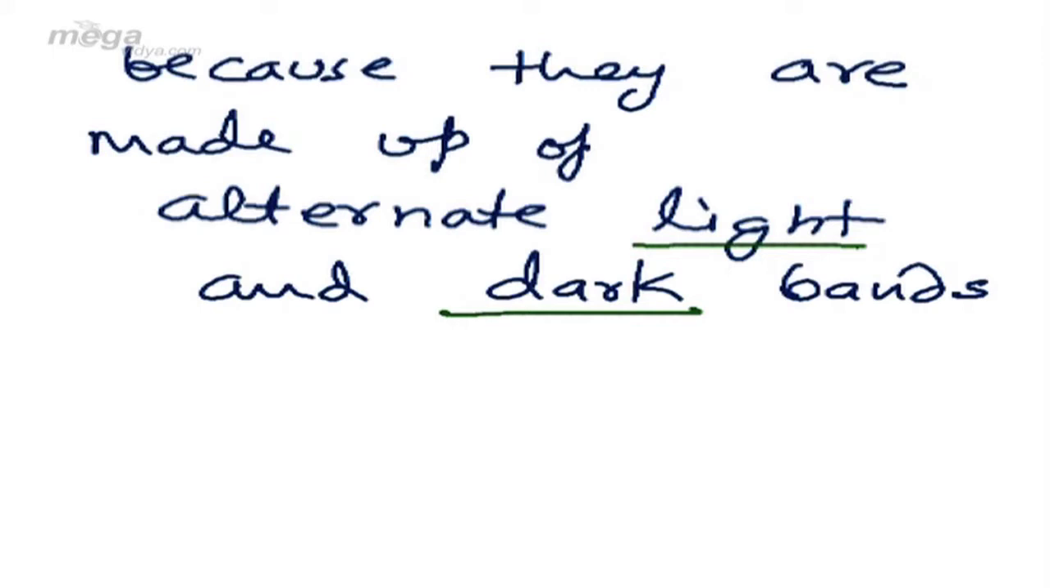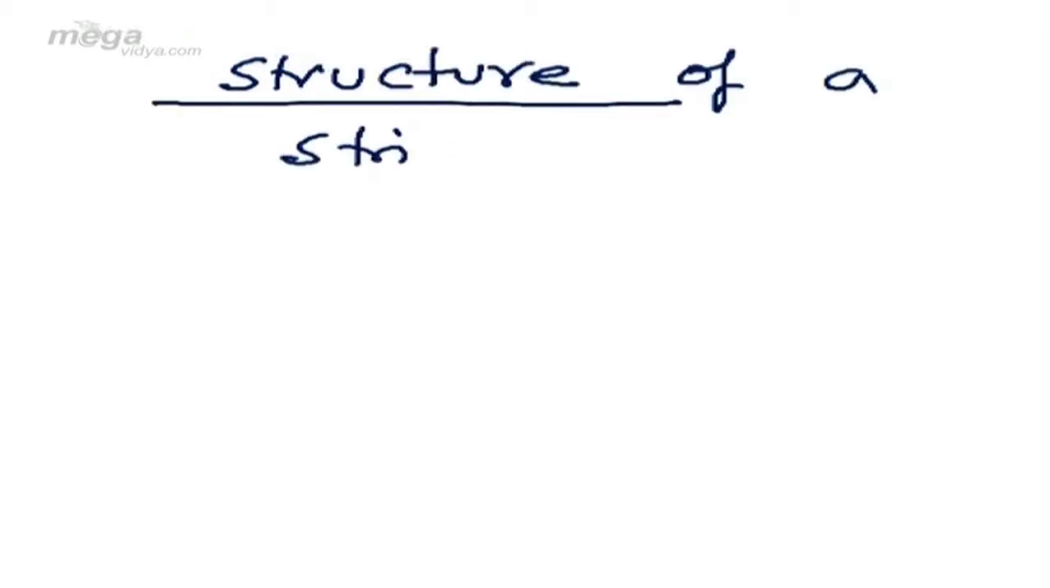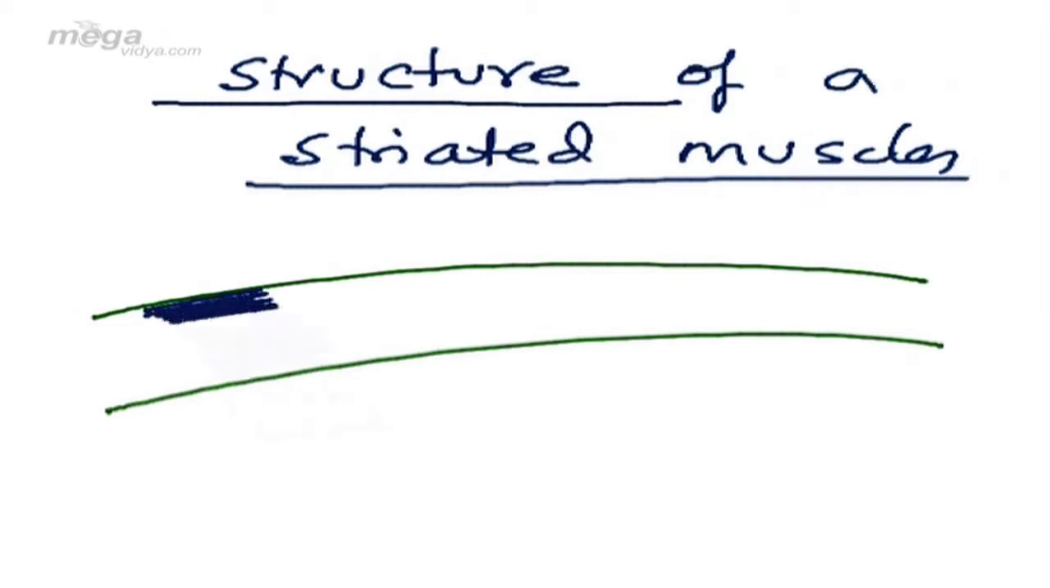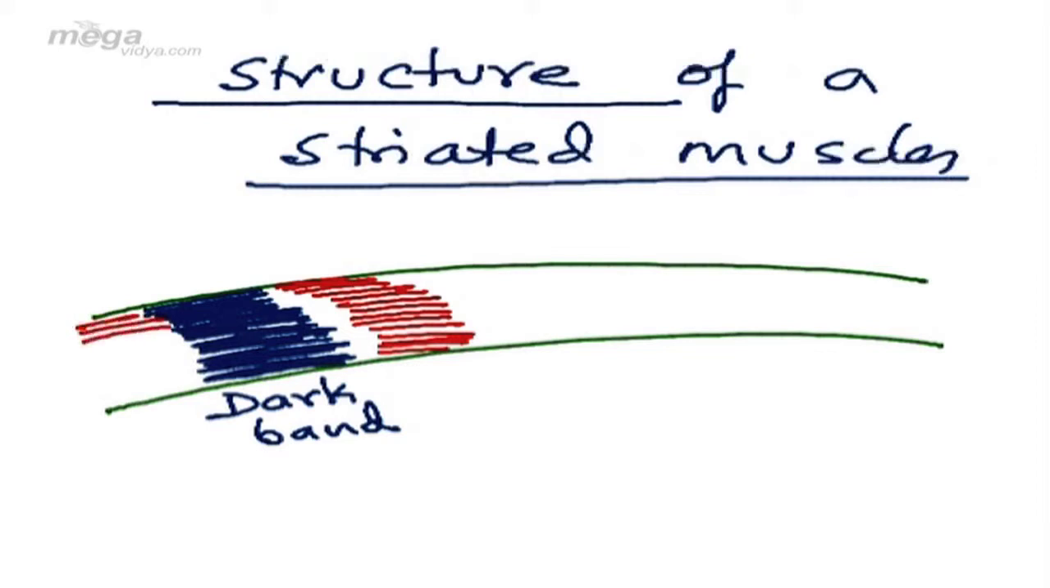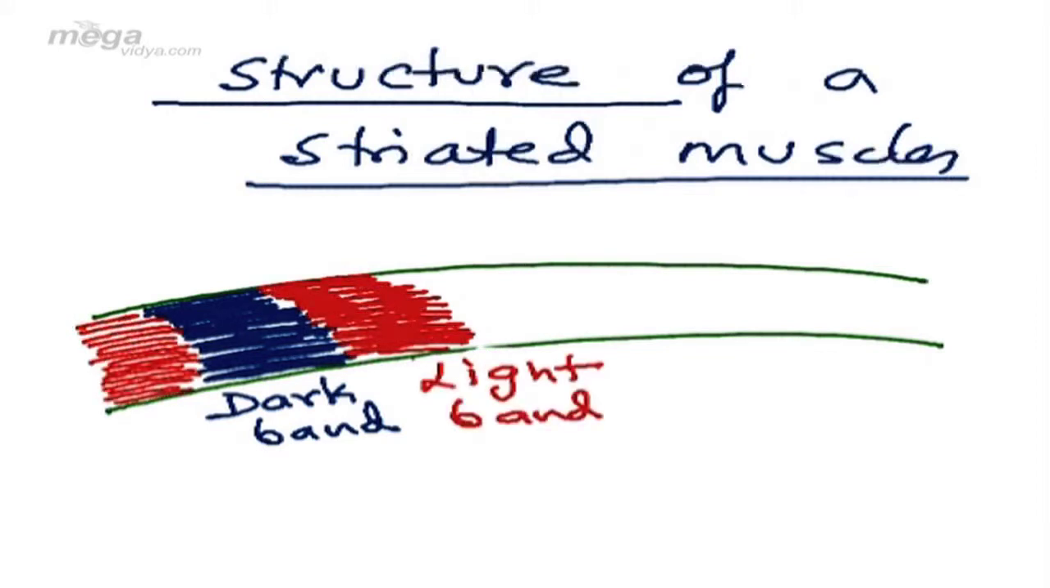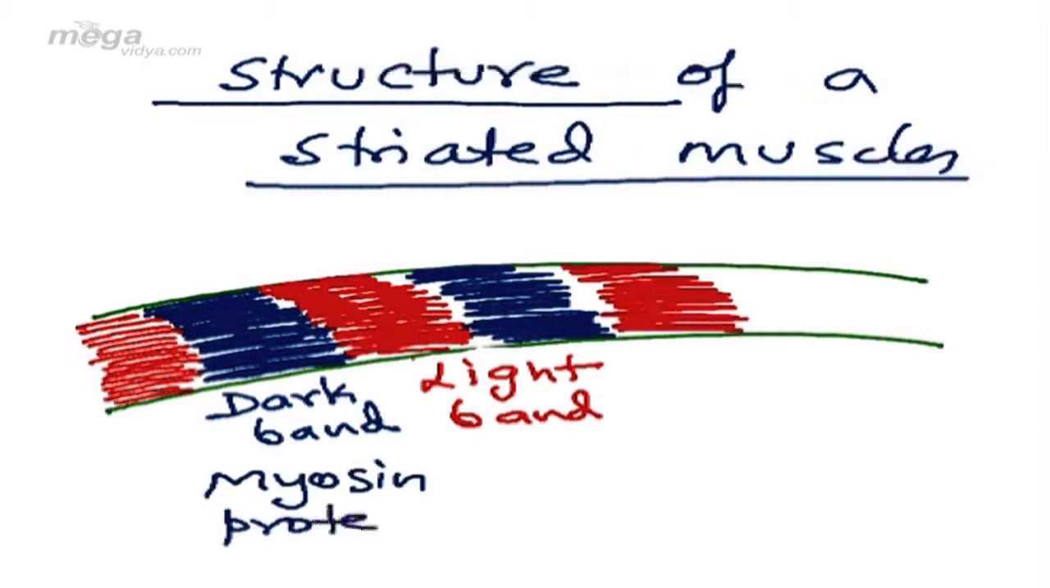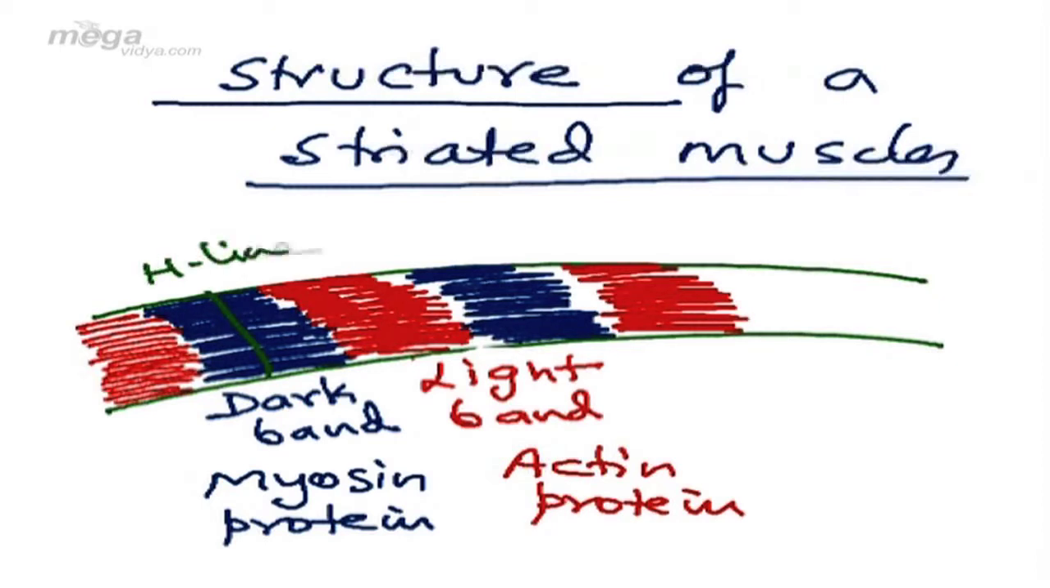If we come to the structure of a striated or striped muscle, suppose this is the dark band, which has light bands on both sides. The light band alternates again with the dark band, and so on. The dark band contains myosin protein, whereas the light band contains actin protein. In the middle of the dark band a line is present, which is known as the H line, and in the middle of the light band a line is present, which is known as the Z line. So this is the structure of a striated muscle. Details of this structure we will be discussing in subsequent chapters on movement and locomotion.